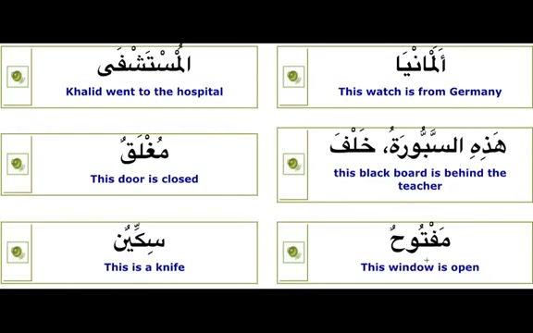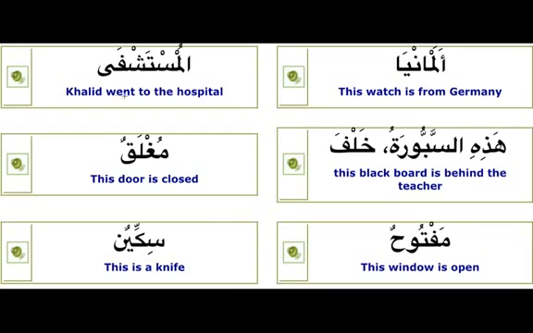Maftuhun. Something is open. What is it? This window. Window means nafidatun. So we say hadihin nafidatu. Hadihin nafidatu maftuhun. It's maftuhatun. It's a tricky one there. It's al mustashfa. So if you can, write this, inshallah.